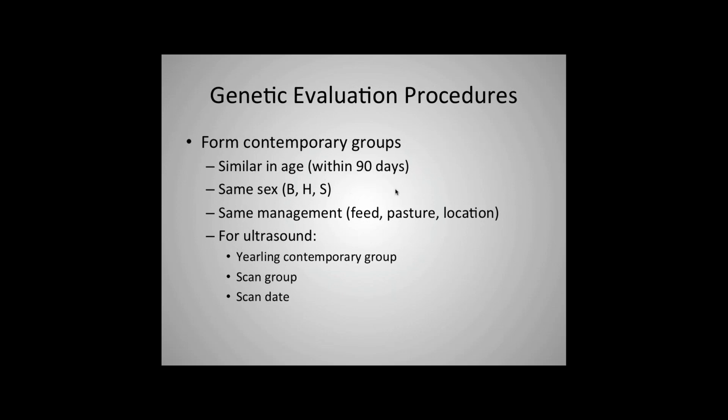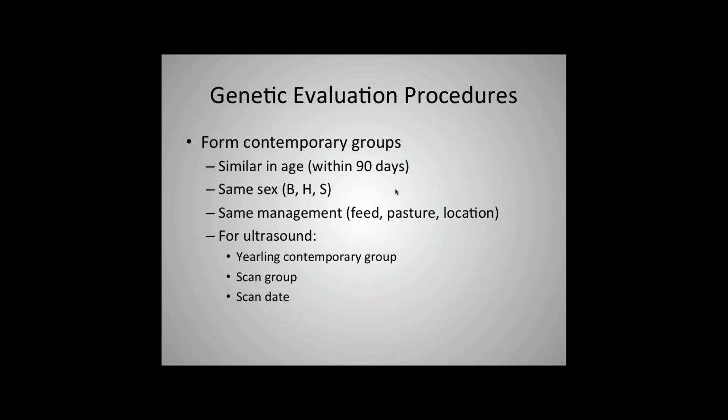Okay, and then once we edit out all the data to get data that looks good, from animals that have all their information looking correct, then we form contemporary groups with them. And a contemporary group is basically a group of animals who are similar in age, and with the IGS evaluation, we make sure that they're born within 90 days of each other. They all have to be the same sex, whether they're intact bulls or steers or heifers. And we do differentiate between the bulls and steers.